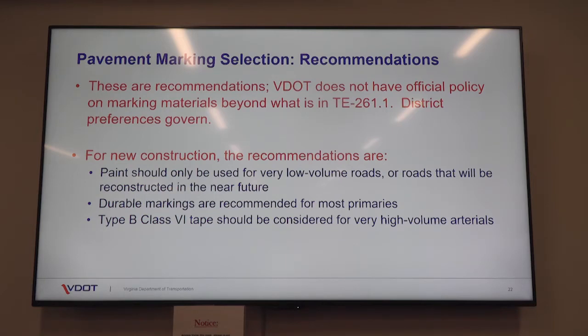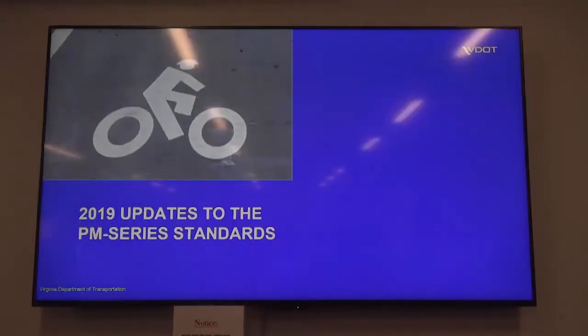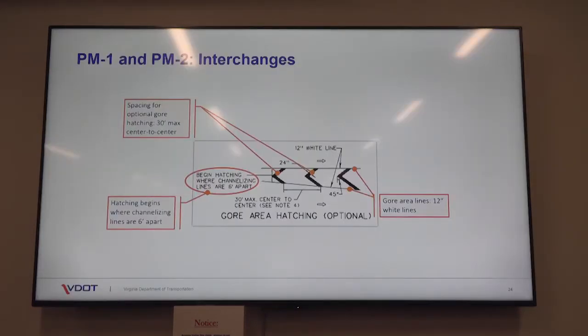All right, moving on, updates to the PM standards. So several things have changed throughout all of the PM standards, starting with our gore markings at interchanges, PM1 and PM2. Some of the things that have changed is now that you can have 30-foot spacing between those hatch marks, still at 45 degrees, but now we can go up to 30 feet, whereas before it was saying 8 foot center to center. So less material on the road, saving money.